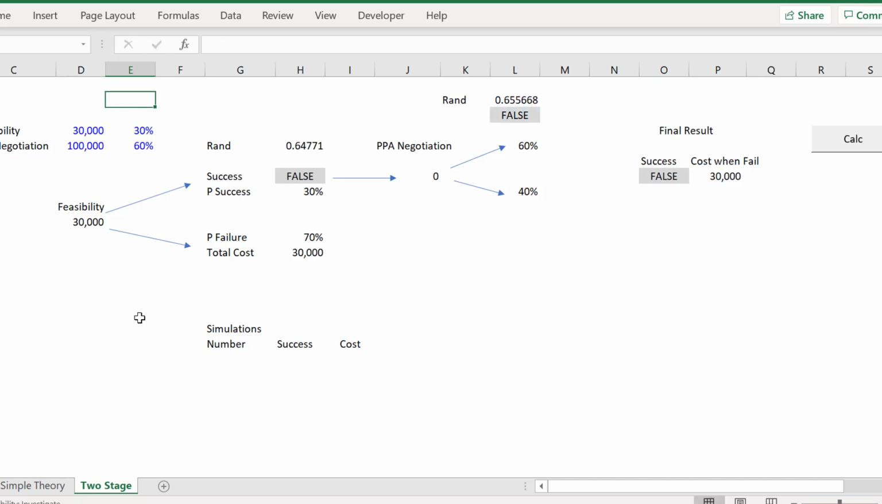Probability. All right, and then so we have a 30% probability of getting through a first gate, and then we might fail.